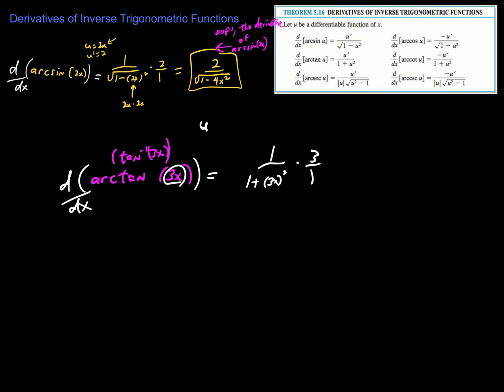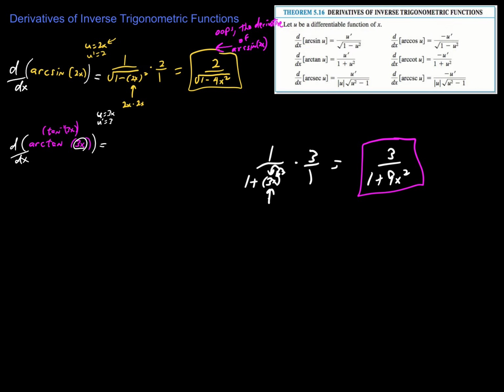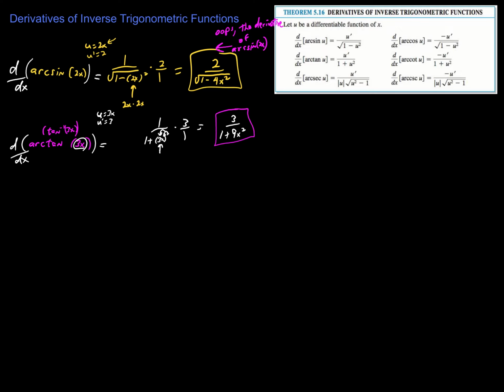If it helps, write it. U was 3x, and then the u prime we needed was 3. When you combine those two, you get 3 times 1. You get 1 plus. We could do the same thing here. Remember, the rule is you square both of these factors, so you get 9x squared. So the answer here is 3 over 1 plus 9x squared. Let's do one now where u has a radical in it. Let's just call it square root of x. Let's start simple. What if we give you the arcsine of the square root of x, radical x?